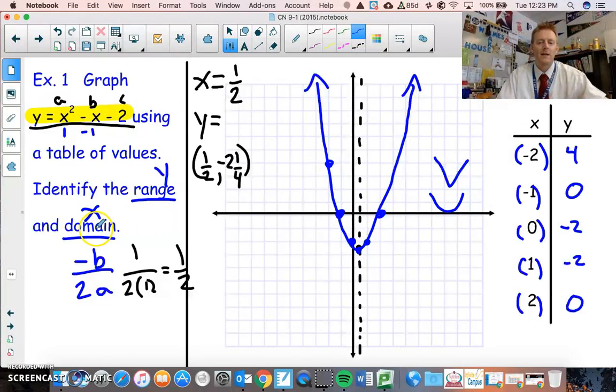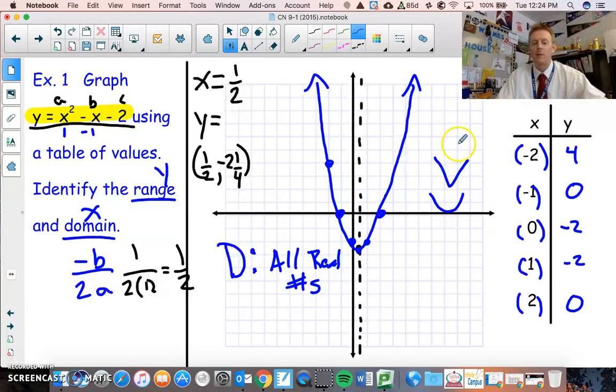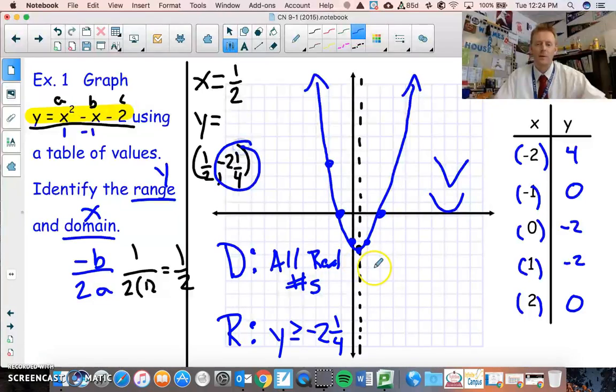My domain are the x values. So if I look at the x values from left to right, my domain is going to be all real numbers. And it's all real numbers because this is going to get wider and wider as it goes up and up. My range is my y values, and they go from where y is greater than or equal to that negative 2 1/4 that we found right here from my vertex.